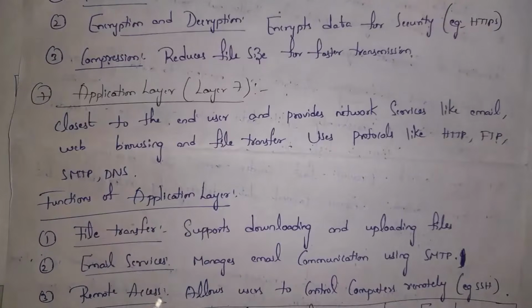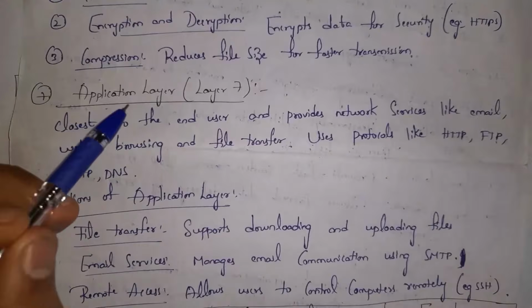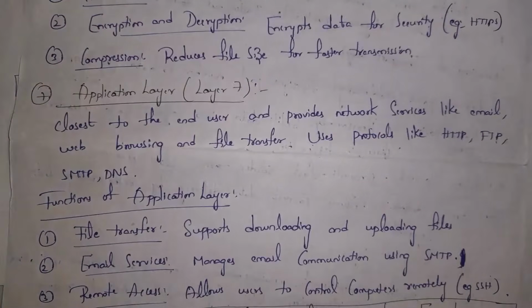The first one is file transfer. By using applications like Google Chrome, we can upload as well as download files. The second one is email services. By using the SMTP protocol, we can transfer messages by email. And the next one is remote access. For example, I'm in India and I want to access my friend's computer which is in the UK. I can directly access that computer by using the internet. This is the meaning of remote access. So the application layer will support file transfer, email services as well as remote access.